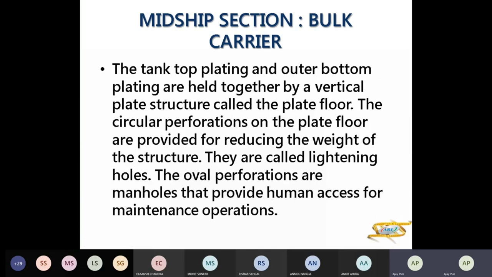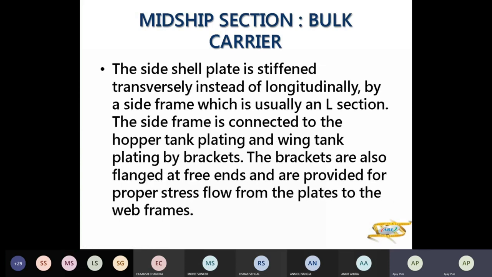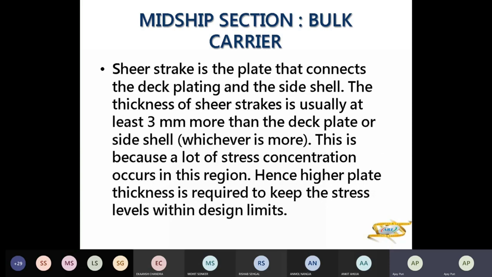So the tank top plating and the outer bottom are held together by vertical plates called plate floors, which we have seen in the video. And you have circular perforations on the plate floor reducing the weight, called lightening holes. Oval perforations are provided for human access, for maintenance or for wearing SCBA. And then the transverse side shell plating is stiffened by transverse frames instead of longitudinals. The side frame is connected to the hopper tank and wing tanks by brackets. These brackets are tapered and flanged to provide proper stress flow from plate to web frames. So the sheer strake on the side is usually at least 3 mm more than your deck plating. And because a lot of stress concentration is there, grade E is required in the sheer strake, and that is almost 16 mm thick.